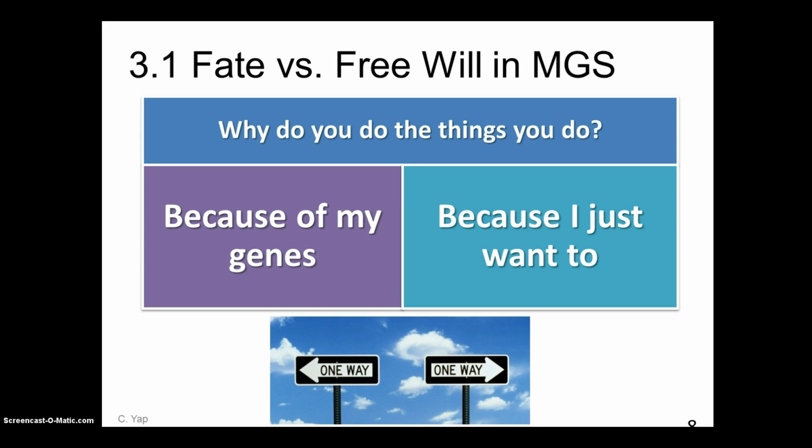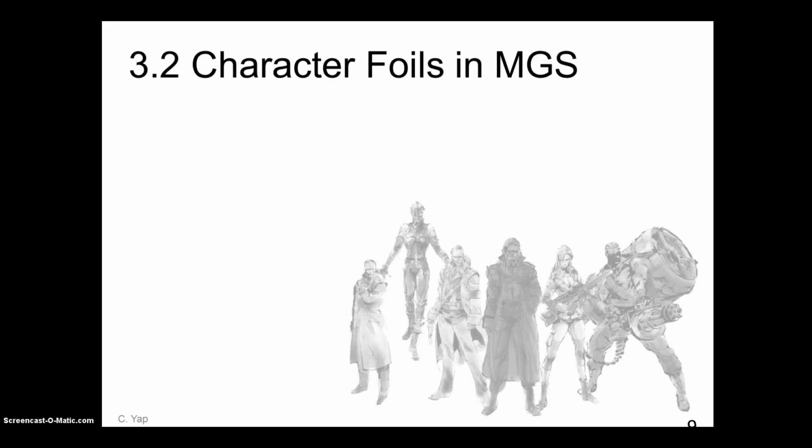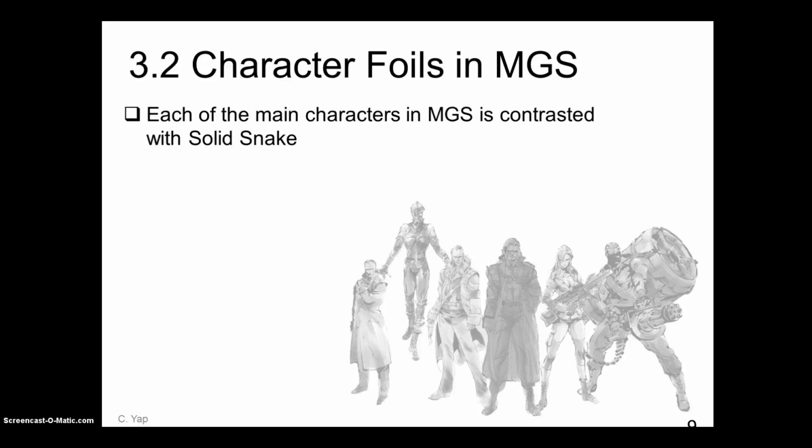It's pretty binary. It's very this or that, but through the course of the plot, we basically see many character foils surfacing in Metal Gear Solid. Primarily, each of the main characters in Metal Gear Solid is contrasted with Solid Snake, the player character. And it's not just the good or bad guys, it's everyone, really. So we have boss fights where this happens.